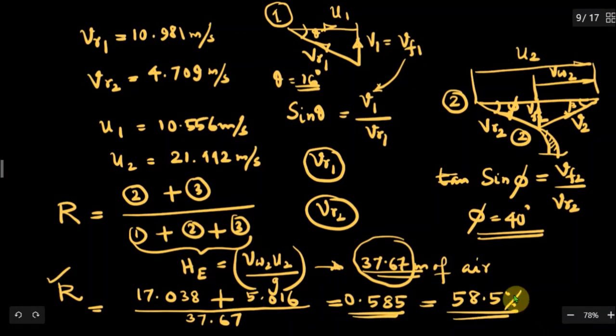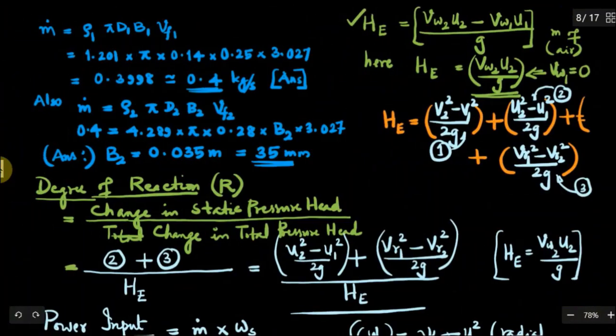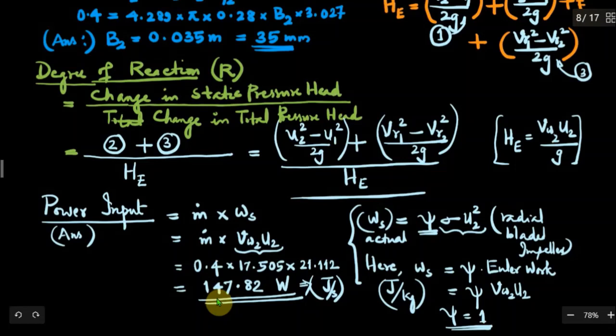Let me summarize now. We found out all the parameters we were required to find out. We calculated the degree of reaction, it is 58.5%. The mass flow rate through the compressor is 0.4 kilogram per second. The width of the impeller blade at outlet is 35 millimeters. We calculated the power input to the compressor, that is 147.82 watts.